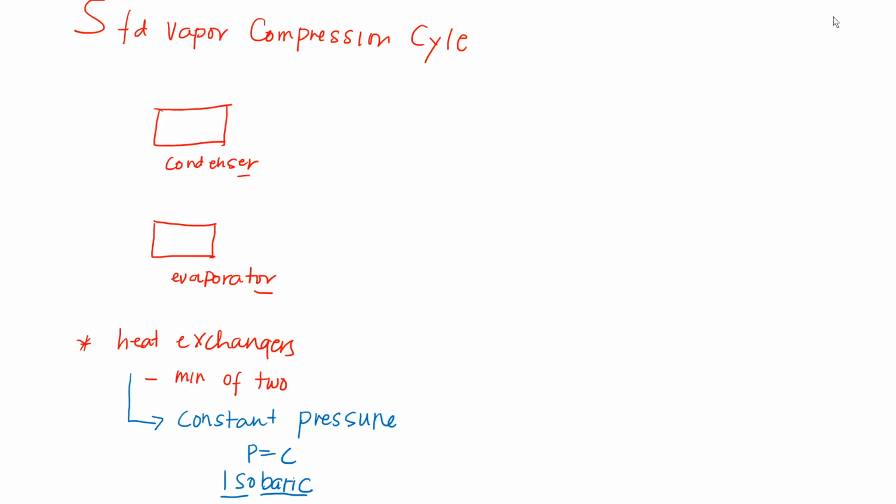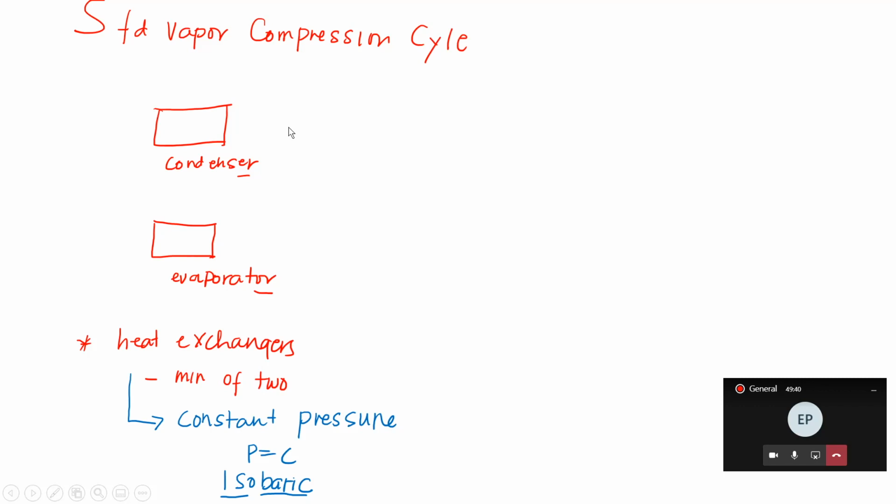So, let's go back to that. We've only discussed a little so far. Okay? So now we already clicked the record button, so you can review it again and again. Again, going back to the initial discussion, we have two equipments called heat exchangers. And heat exchangers are under the governing principle of constant pressure. P equals C.